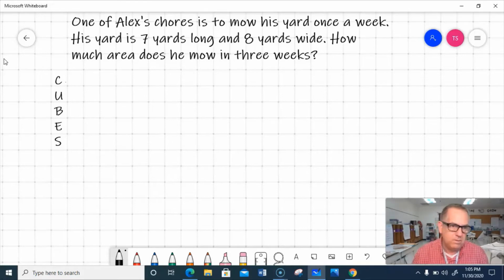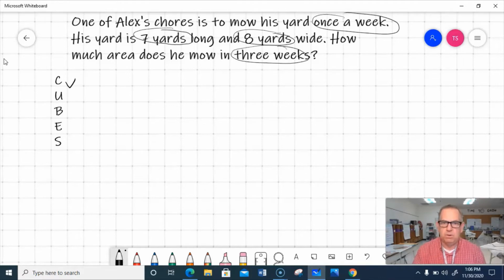So first thing I'm going to do is circle the important information. Looks like he mows his yard once a week, which is important. The length of his yard is 7 yards by 8 yards. And what we're trying to figure out is how much he mows in 3 weeks. So next you underline the question. Specifically, I'm trying to figure out how much area does he mow in 3 weeks? So I need to make sure I understand what that question is.